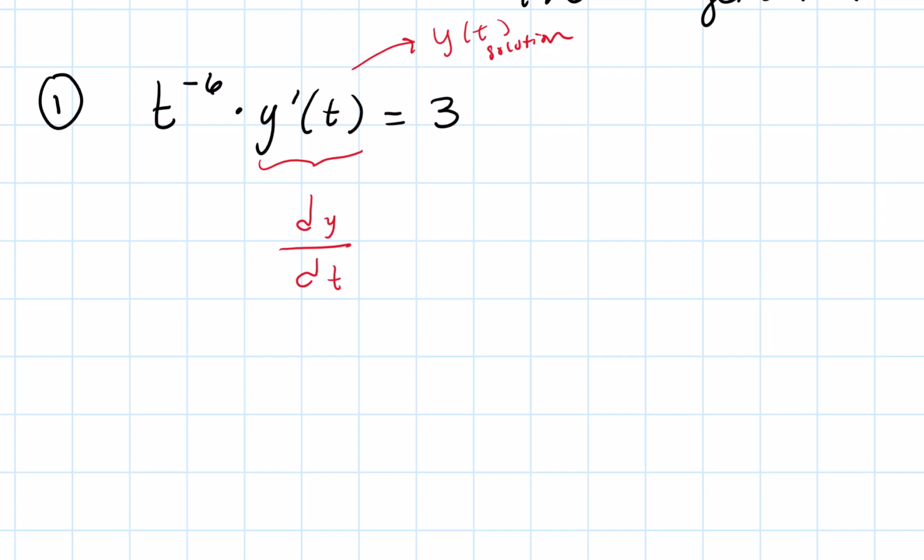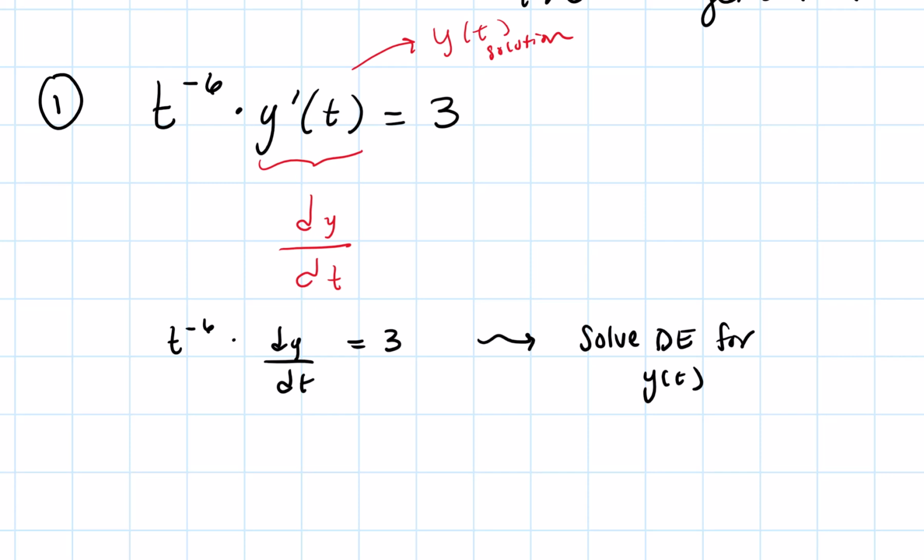So I'm going to rewrite it, now that we've identified what we're looking for. t to the negative 6 dy/dt equals 3. Keeping in mind that I'm trying to solve this differential equation for a function of t. We're trying to find y as a function of t, if we can write it explicitly, or we might have to write it implicitly. We'll talk about that as we go.